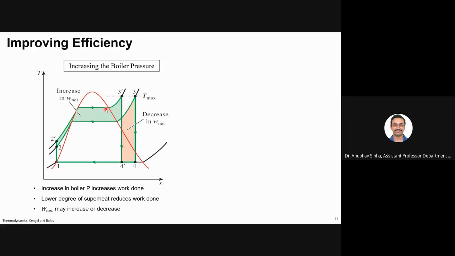Earlier we were going like this and coming down. Now we are going like this and following this path. So this area, which was there in the original cycle, is removed from this new cycle, right? If you remove this area, you are basically decreasing the net work done. Okay. So we have a lower degree of superheat, which reduces work done, and W net may either increase or decrease. So this is not a very good option to improve efficiency.